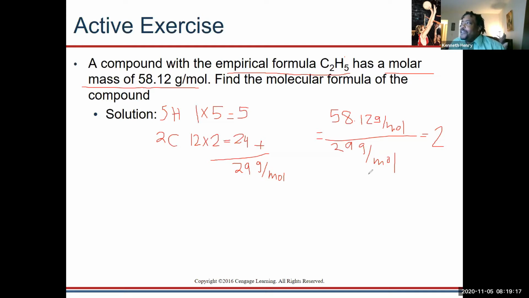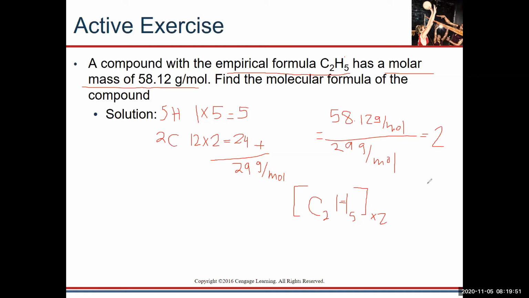Okay, so if my empirical formula is C2H5, and based upon our integer here, that means that our molecular formula is going to be 2 times more than my empirical formula. So then what should be my molecular formula? If my integer between the two is 2. It would just be doubled. So it'd be C4H10.